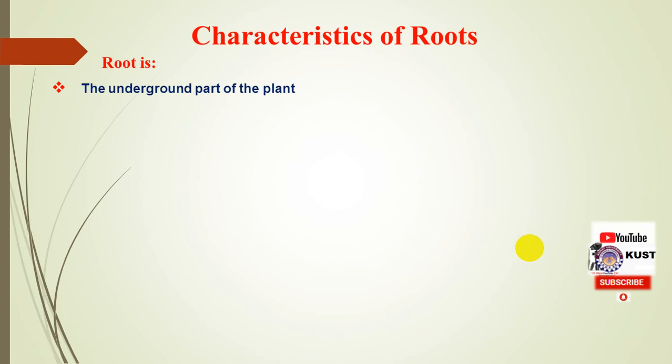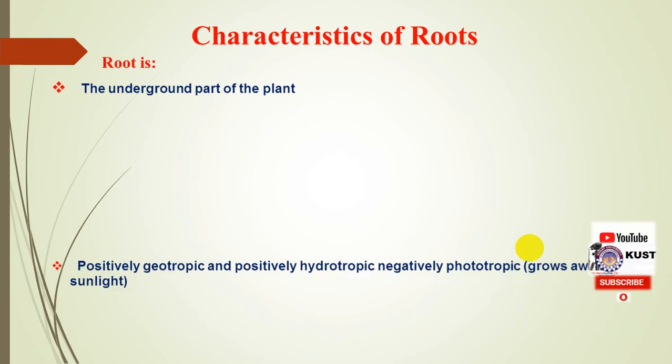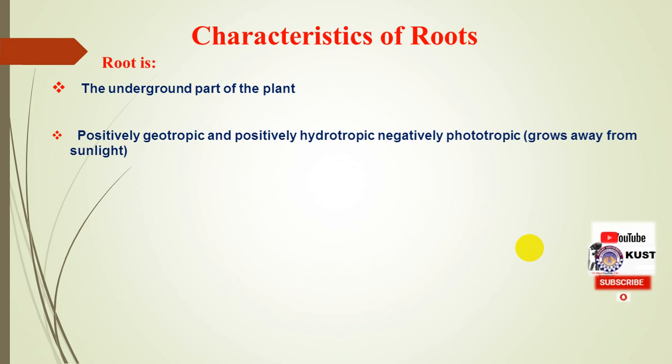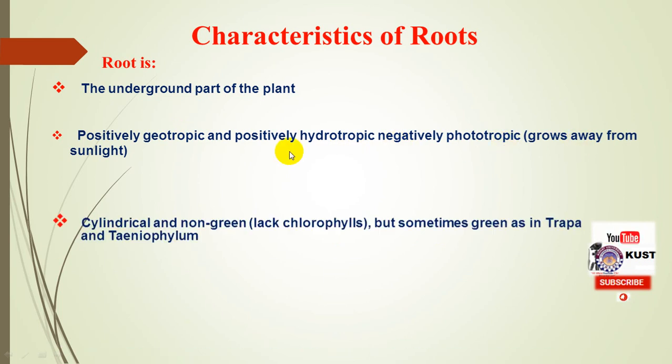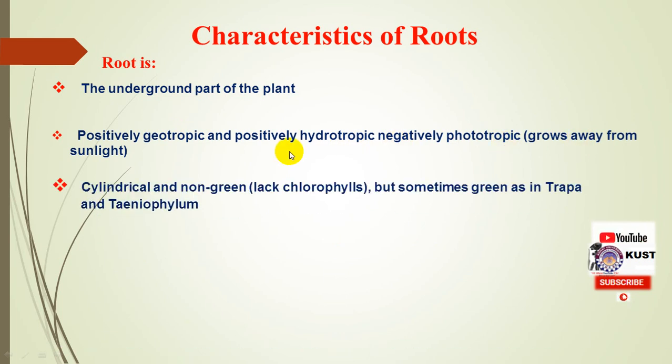Root is basically the underground part of the plant. You all know that. It is positively geotropic and positively hydrotropic and negatively phototropic. That means it grows downward in the soil and it grows always toward the source of water and grows away from the sunlight. Root is cylindrical and non-green part of the plant because it lacks chlorophyll.